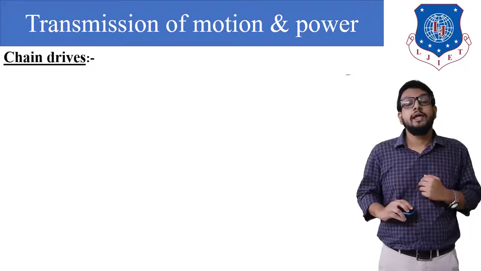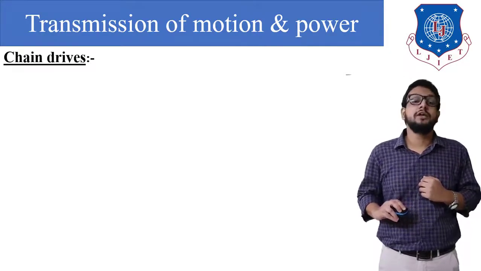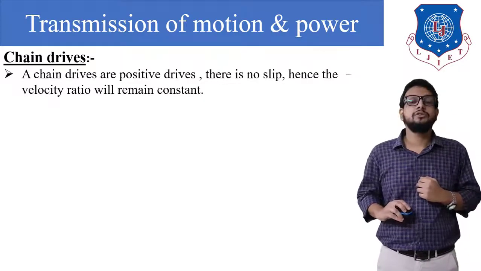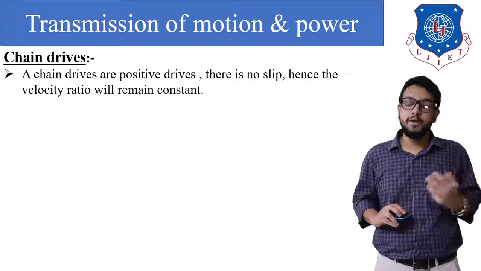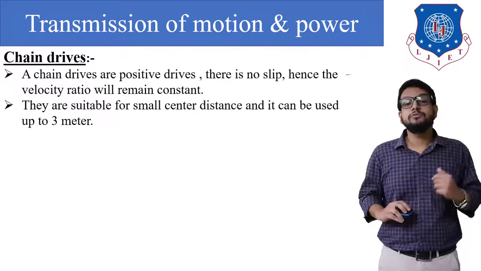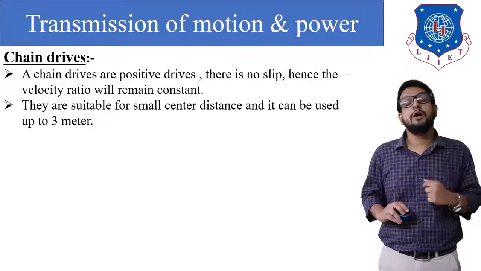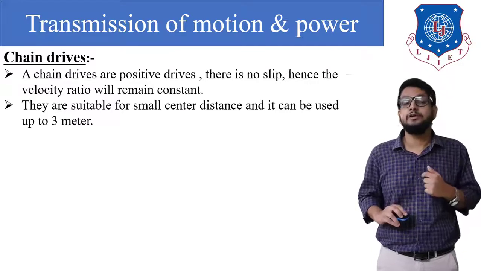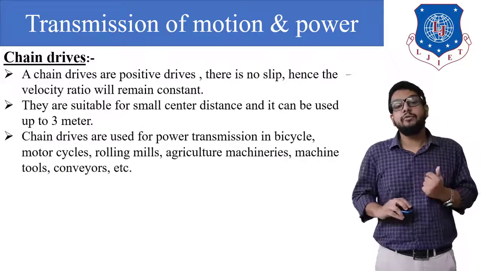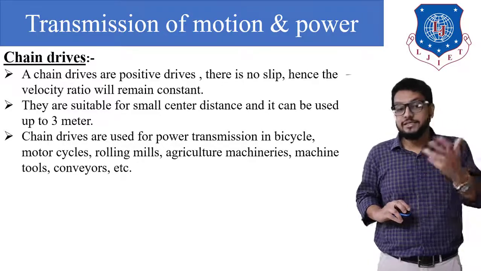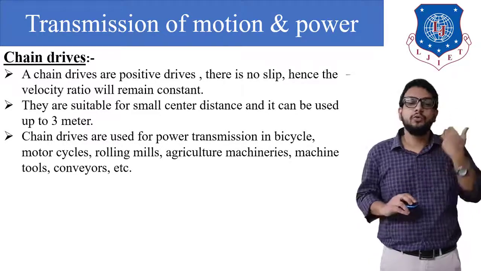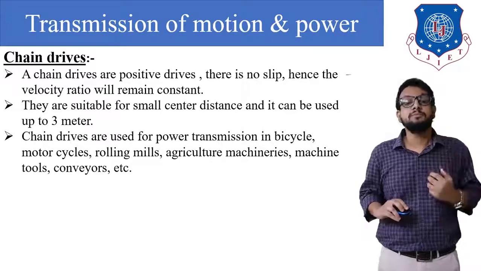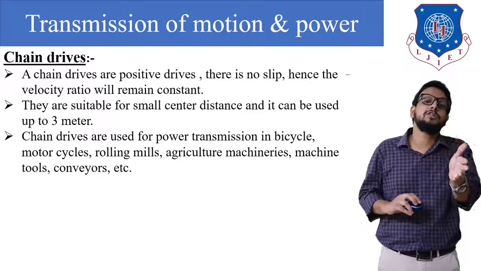Now the next drive which we need to see is the chain drive. A chain drive is a positive drive. There is no slip and hence the velocity ratio will remain constant. They are suitable for small center distances and can be used up to a 3 meter distance between the driving and driven shaft. Chain drives are used for power transmission in bicycles, motorcycles, rolling mills, agriculture machineries, machine tools, conveyors, etc. So these are the most important applications of chain drive.